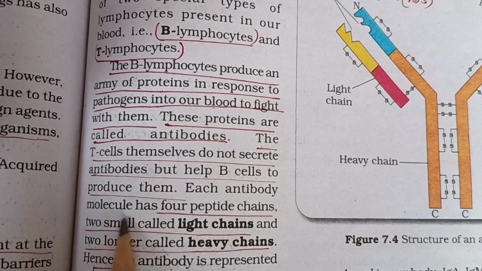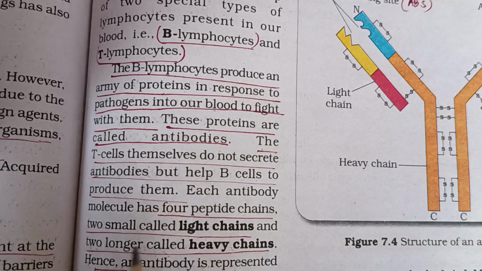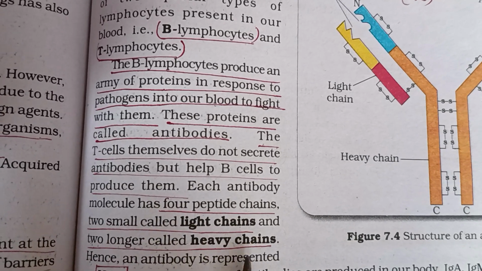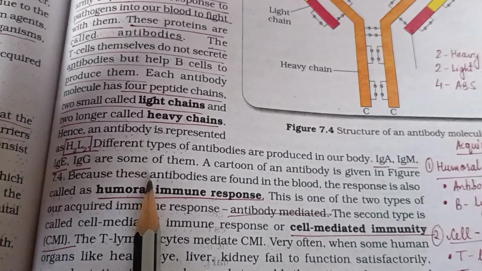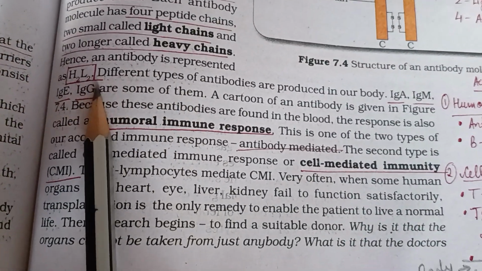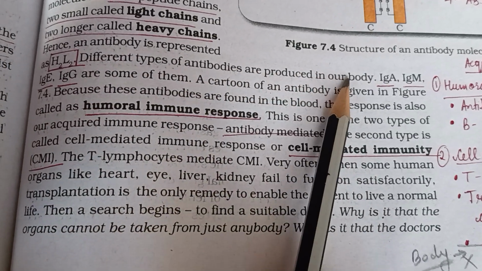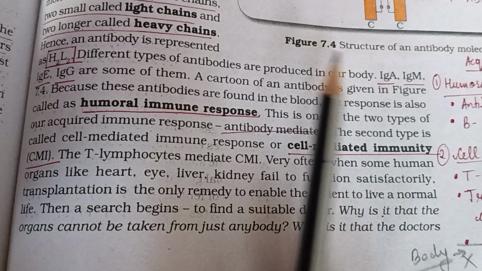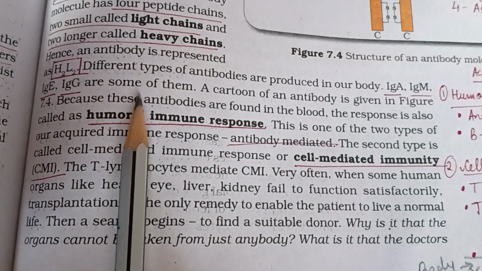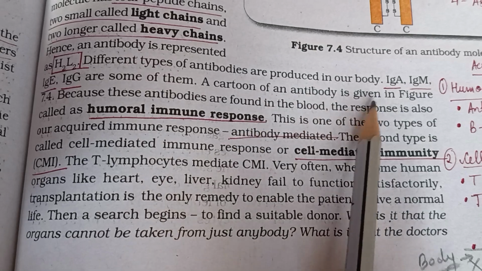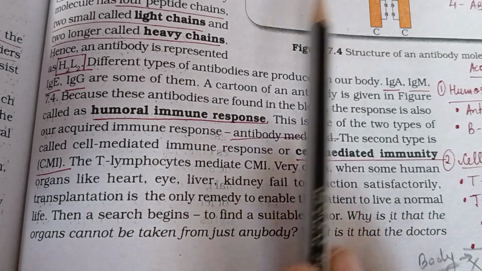Each antibody molecule has 4 peptide chains, 2 small called light chains and 2 longer called heavy chains. Hence, an antibody is represented as H2L2. Different types of antibodies are produced in our body. IgA, IgM, IgE, IgG are some of them. A cartoon of an antibody is given in figure 7.4.